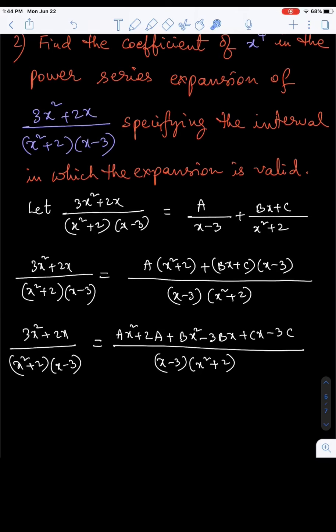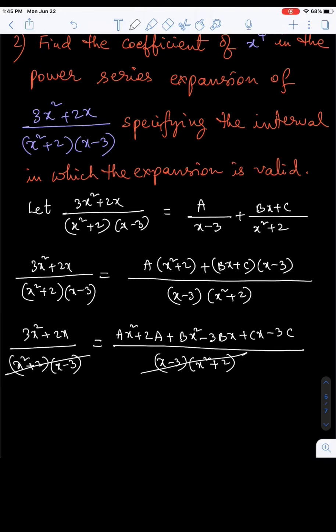Okay. Now if I ask you what is the coefficient of x square in RHS, you should tell a plus b, because these both are with the x square coefficient. What is the coefficient of x? See, search for x. There are two terms. So what is the coefficient of x here? Minus 3b plus c. And what is the constant? 2a minus 3c. Okay, like that you should take.